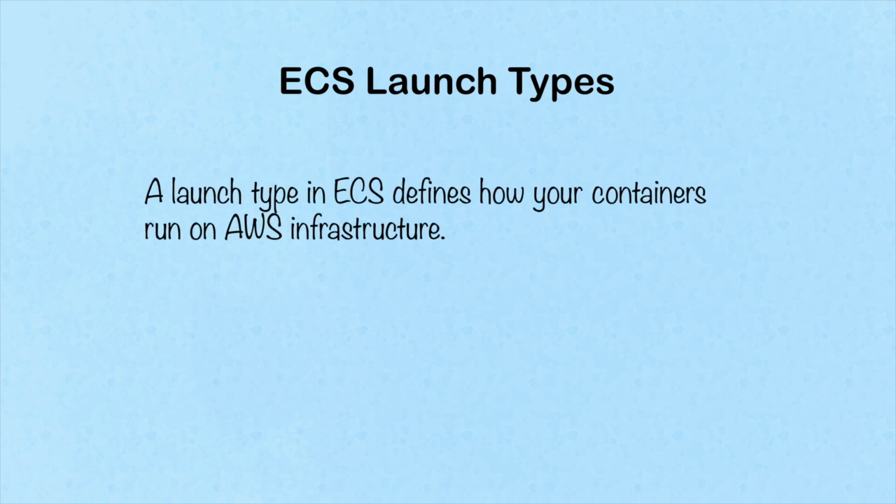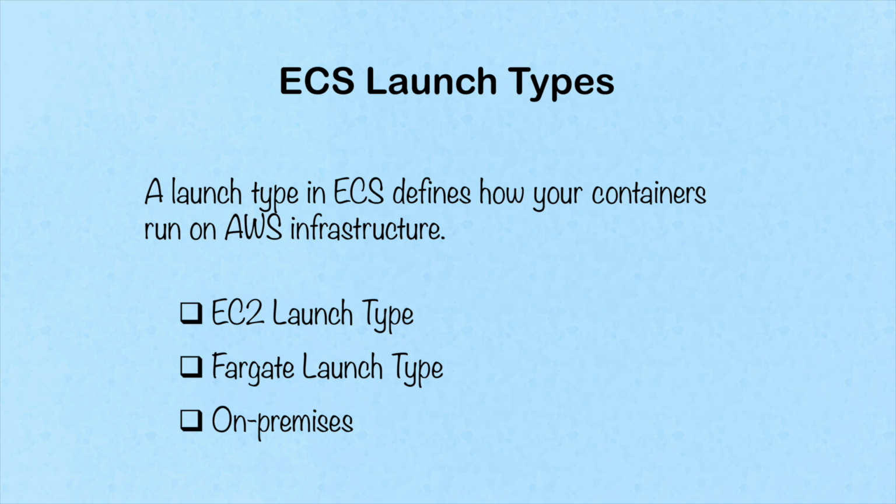Let's talk about ECS Launch Types. A launch type in ECS defines how your containers run on AWS infrastructure. It also determines who is responsible for managing the servers, you or AWS. There are three types of launch options in ECS.